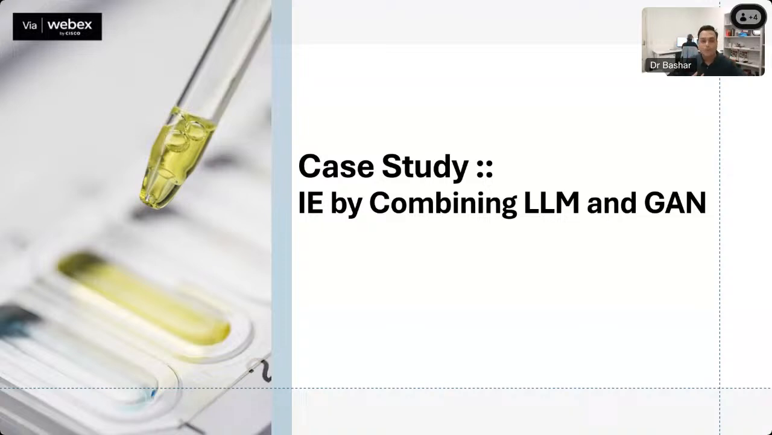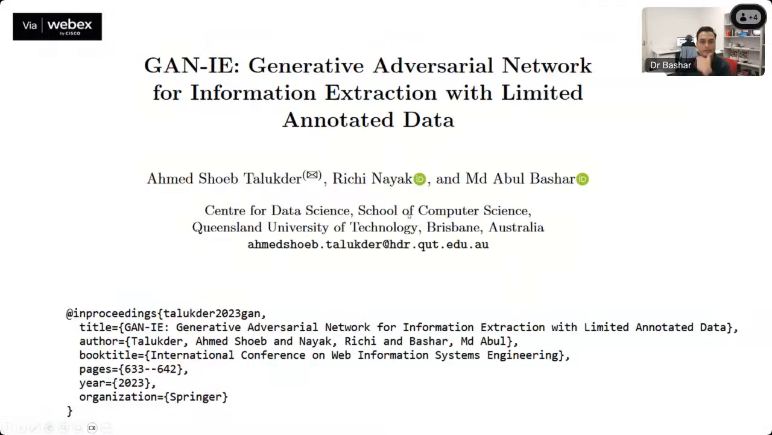So this time we will look into how we can combine the good things from large language models and GAN together to get higher accuracy for our information extraction task. There is this paper called GAN-IE, a Generative Adversarial Neural Network for Information Extraction with Limited Annotated Data. Here we are going to demonstrate in this case study that if you have a very limited amount of data, you can utilize GAN to get quite good accuracy.